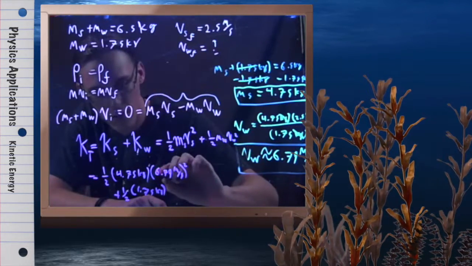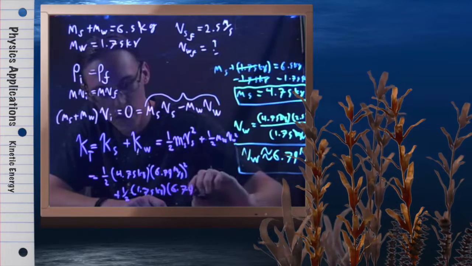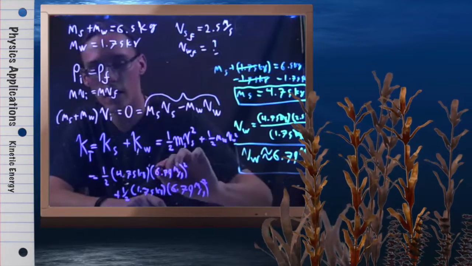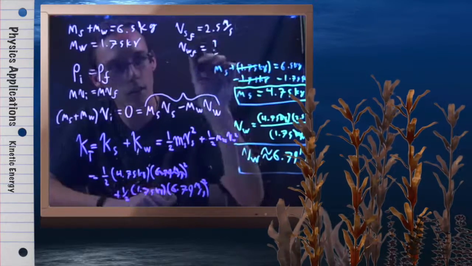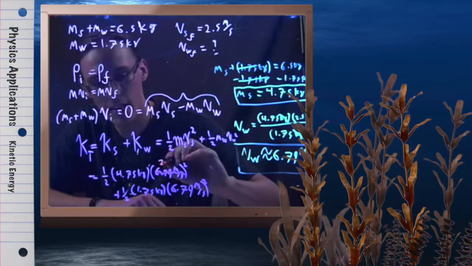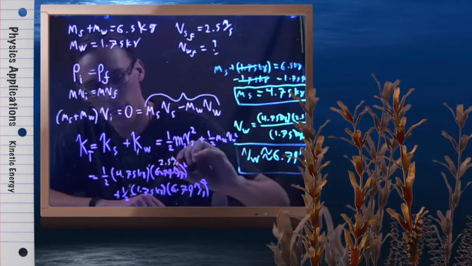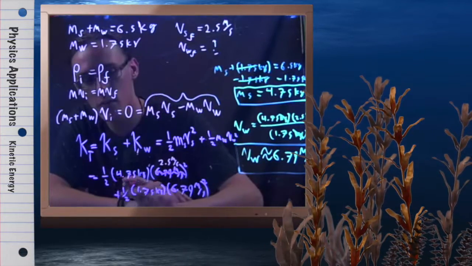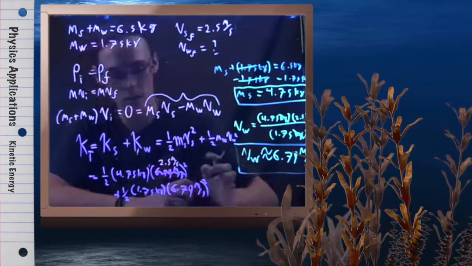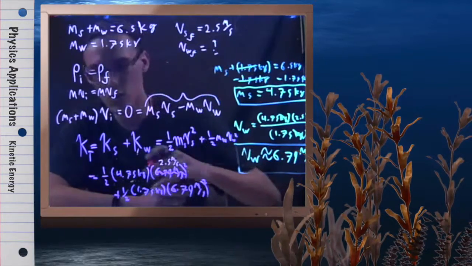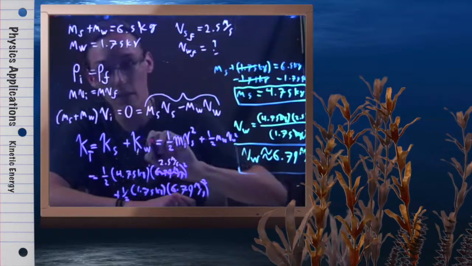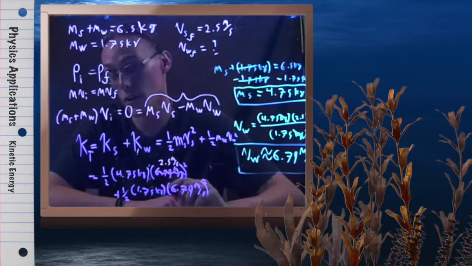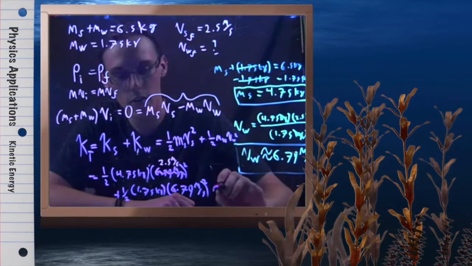So notice this is the velocity of the water, the 6.79 meters per second. This right here is supposed to be the velocity of the squid, which was given. It was 2.5 meters per second. And it's very important which one goes where because notice the mass of the squid is different from the mass of the water. So learn from my mistakes and don't make them. So here we have 1/2 mass of squid, velocity of the squid squared, plus 1/2 mass of water, velocity of the water squared. So if you've got your handy dandy calculator, feel free to throw this stuff in there.